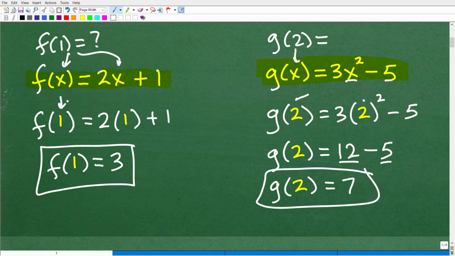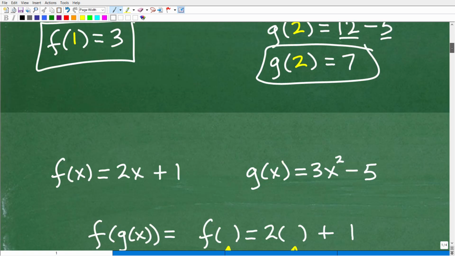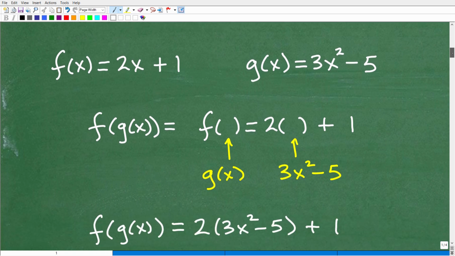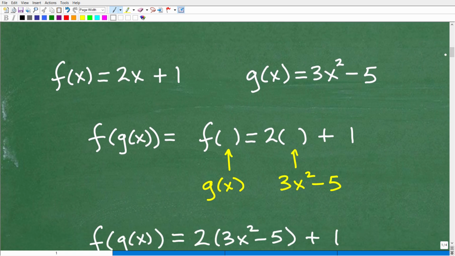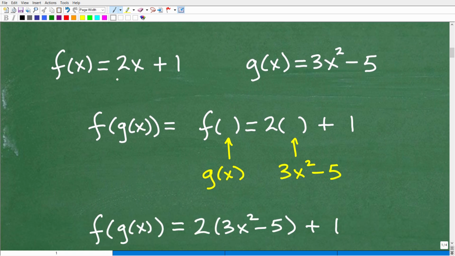Okay, so instead of a number, we're going to be actually plugging in some variables, but it works the same way. So now let's go ahead and get into composite functions. All right, so here is f of x. Here's our f of x function, the one I just laid out. And then we have g of x right here. So let's find out what f of g of x is.